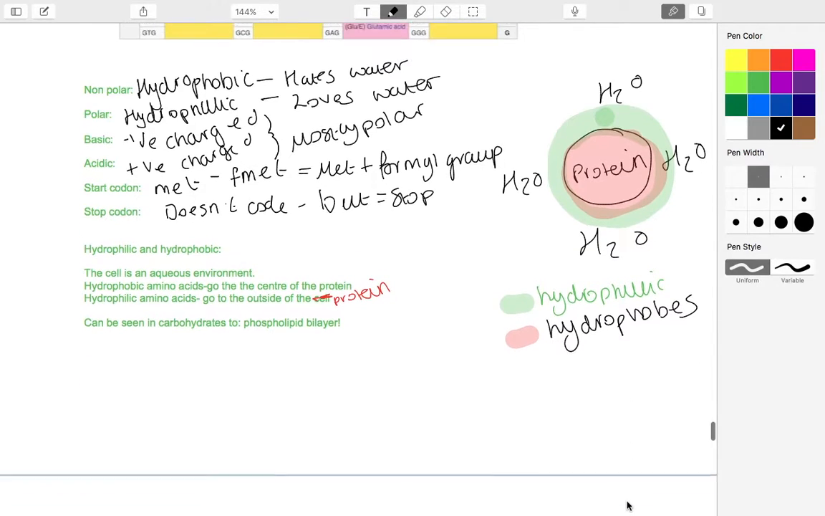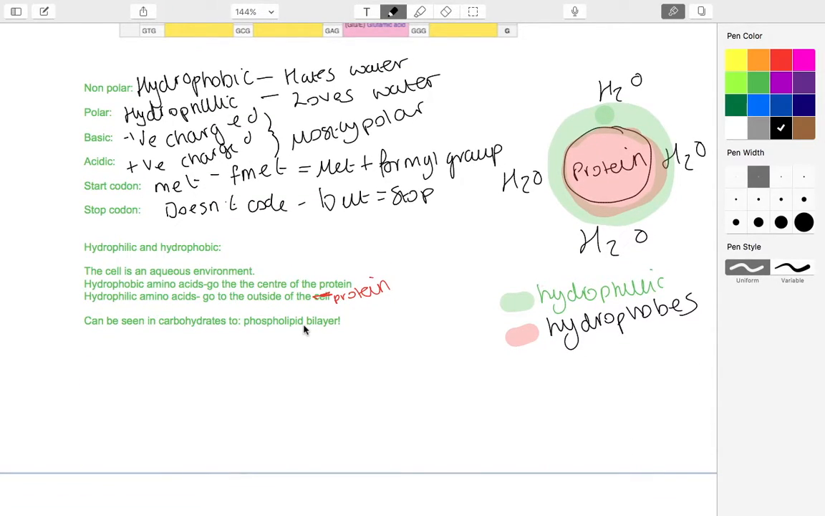Okie doke. Now we see examples of these kinds of characteristics all the time in the phospholipid membrane. I don't know if you've come across the phospholipid membrane, but I'll draw it so it makes more sense. Now these aren't proteins, these are carbohydrates. No, they're not, they're lipids.